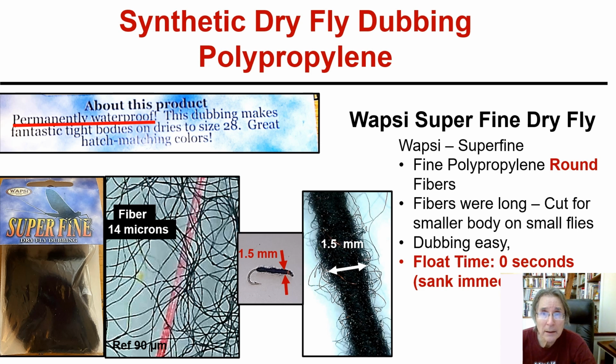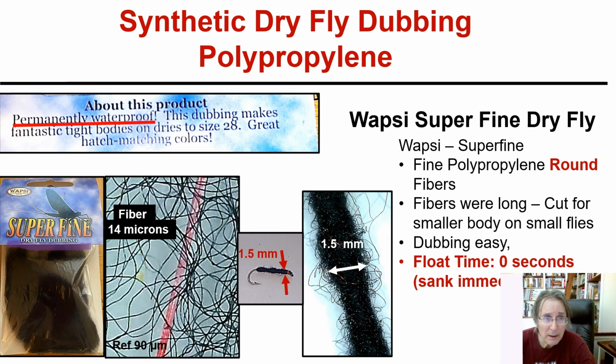The synthetic dubbing we are going to look at is a polypropylene, better known as superfine. The package says the dubbing is permanently waterproof, and that is true. Each individual fiber will not absorb any water. It is hydrophobic. However, the dubbing around the hook does not present any barrier for the water to come in and replace the air, so it will sink almost immediately.